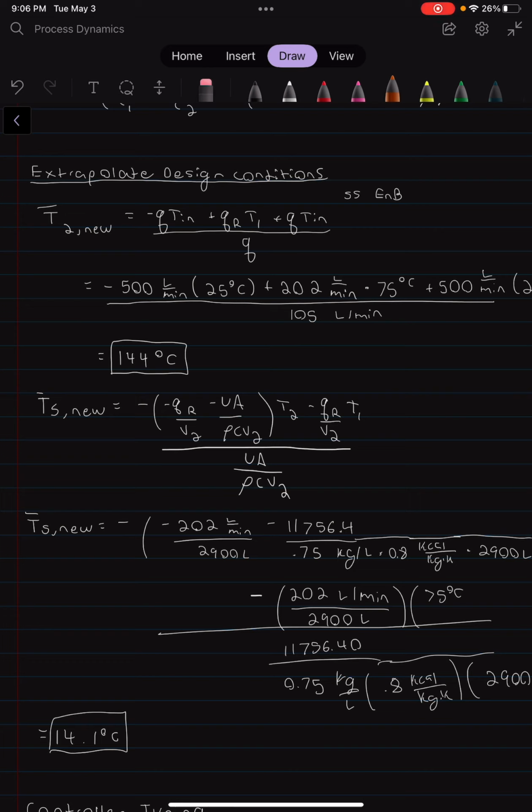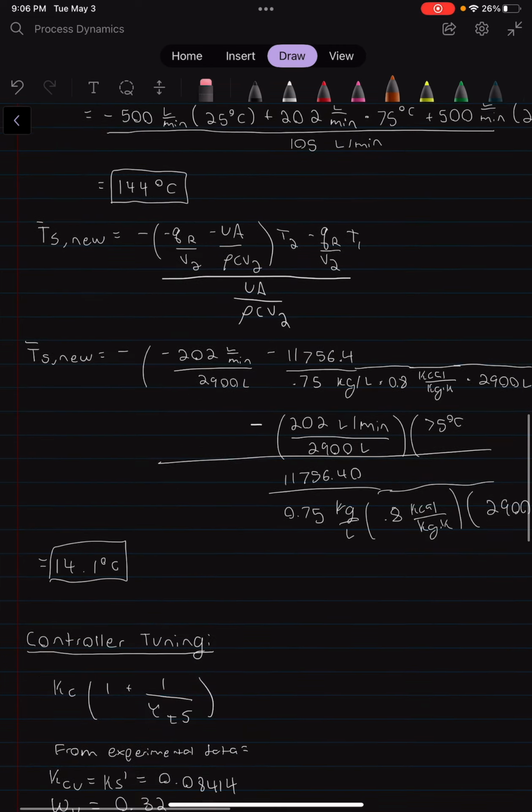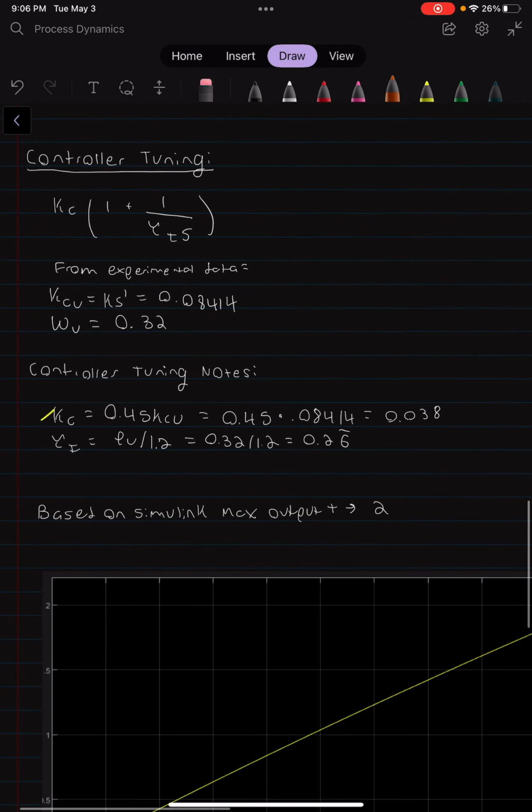Then we're going to extrapolate our design conditions. Running back to the steady state energy balances, we can solve for TS and T2. Plug in the values that we got from Excel. We get 144 and 14.1 respectively.